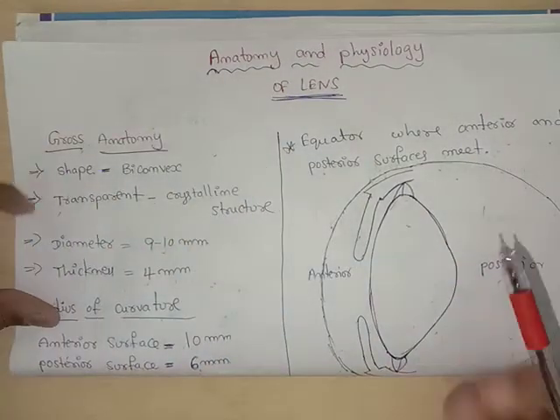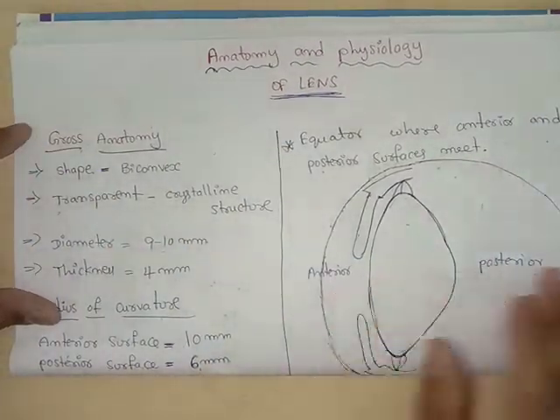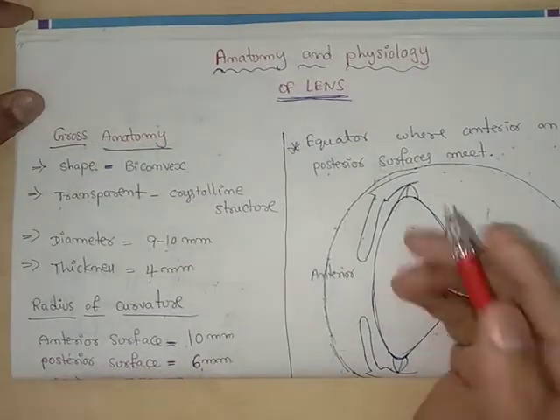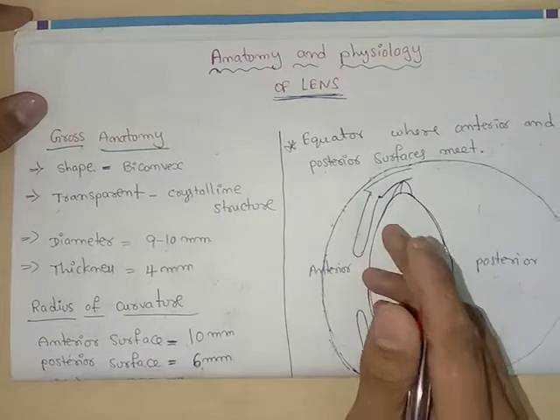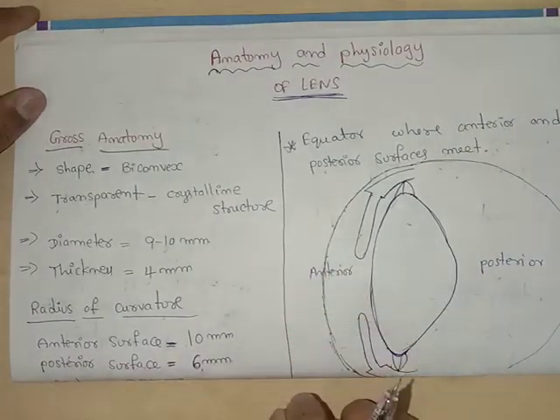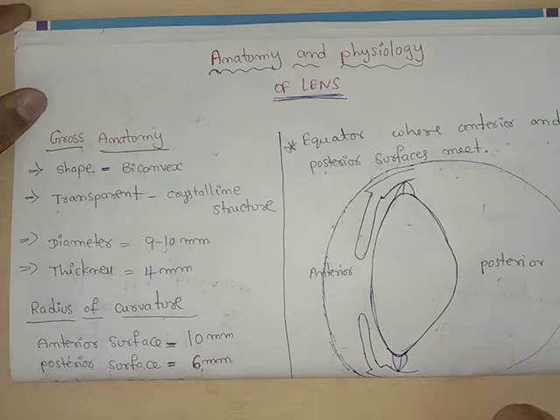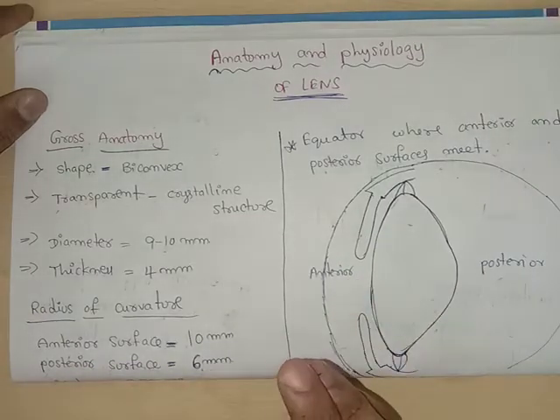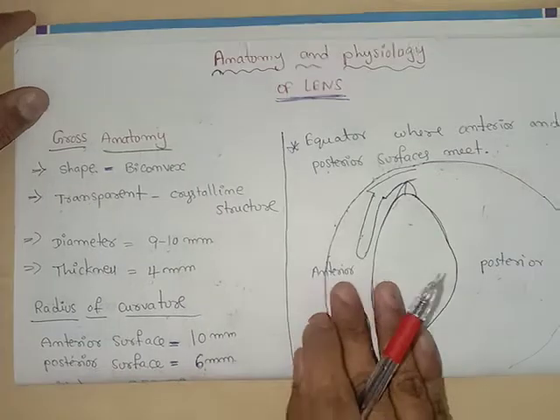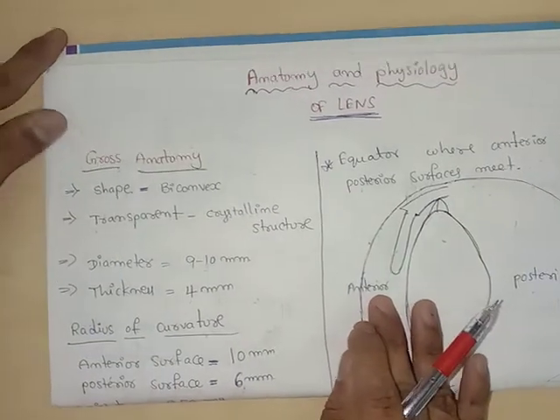Hi friends, today I will explain the anatomy and physiology of the lens. Let's begin. Before beginning the topic, what is the use of the lens? The use of the lens is for vision, and it helps in the formation of the image on the retina. Now I will explain the gross anatomy.